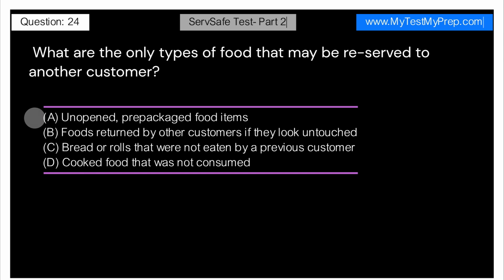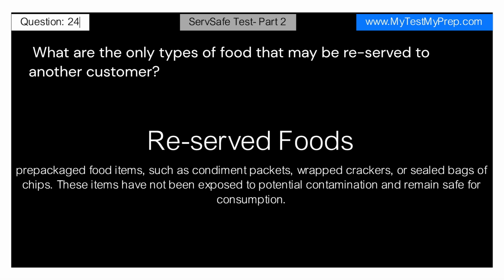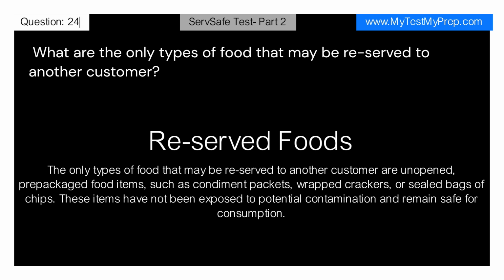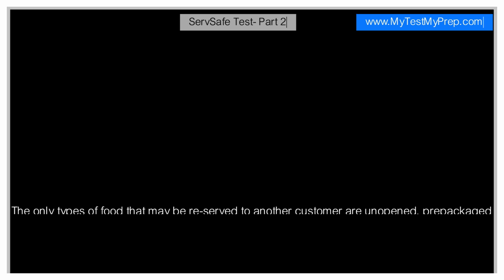Answer A. The only types of food that may be reserved to another customer are unopened, prepackaged food items, such as condiment packets, wrapped crackers, or sealed bags of chips. These items have not been exposed to potential contamination and remain safe for consumption.